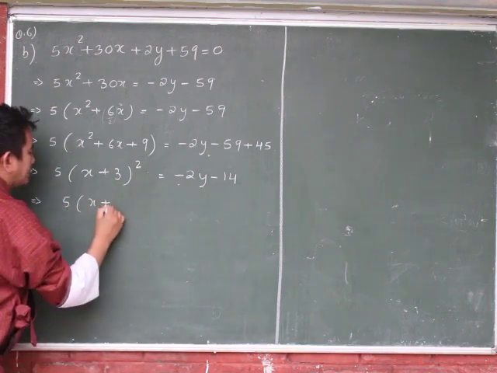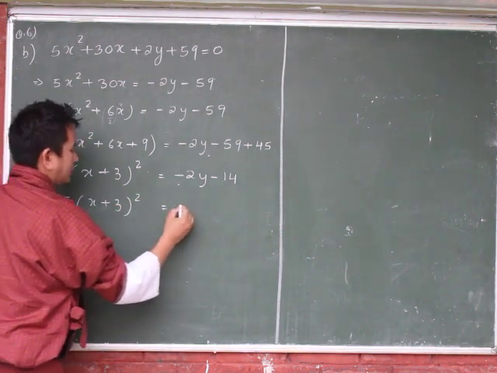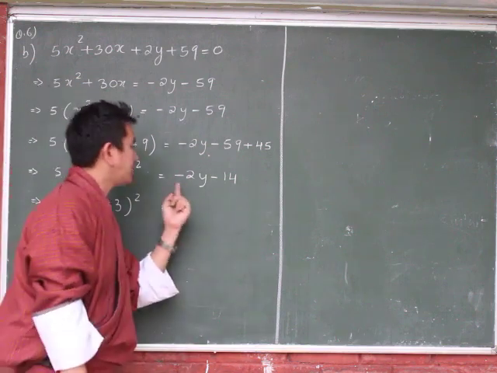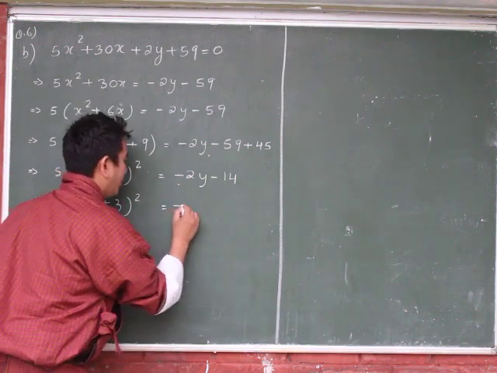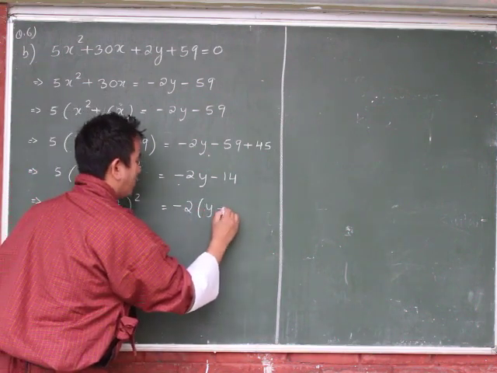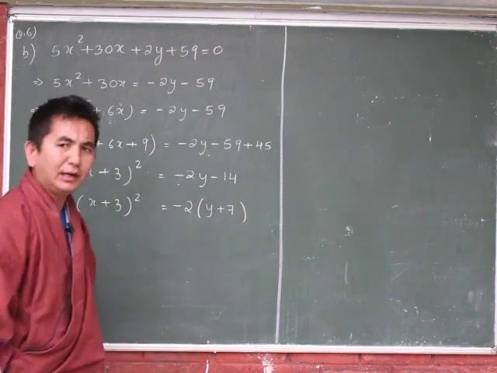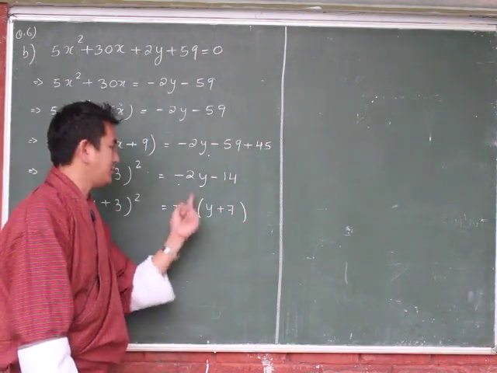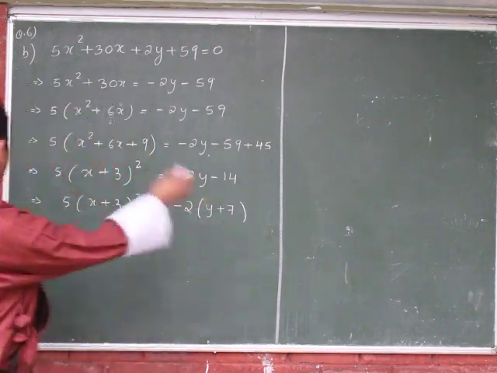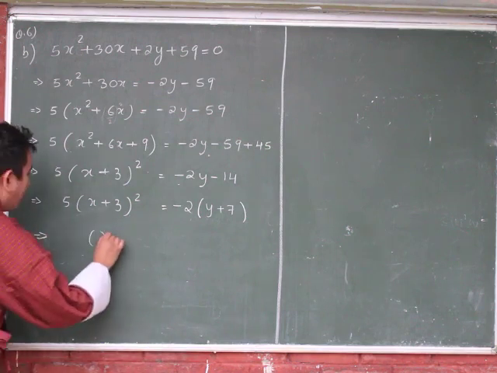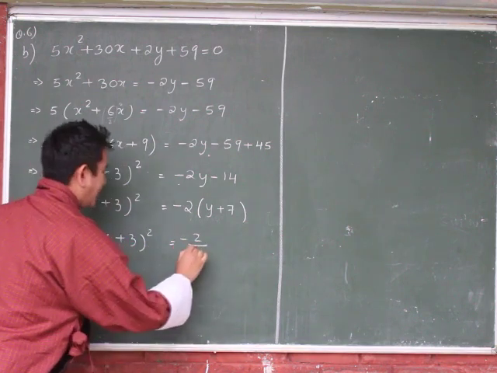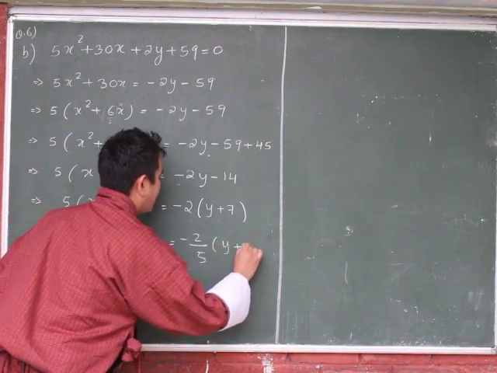Then again, let me rewrite. 5 times x plus 3 whole square is equal to, and here also the coefficient of y should be 1. In order to make the coefficient of y 1, we take negative 2 common outside. When I take negative 2 common outside, this will be y plus 7. If you don't believe, put it inside: negative 2 times y becomes negative 2y, and negative 2 times positive 7 becomes negative 14. So finally we have x plus 3 whole square is equivalent to negative 2 by 5 times y plus 7.